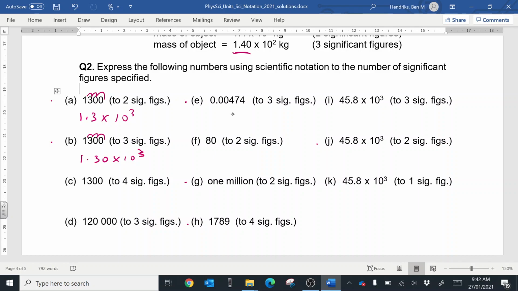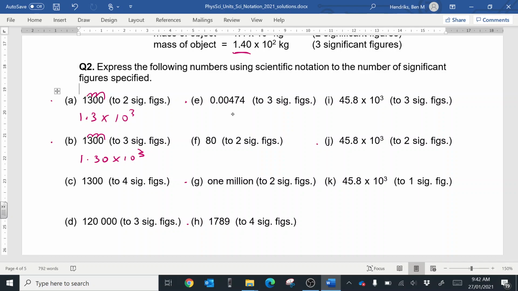Okay. Now, C and D are quite similar, so I'll let you do those ones, and there are answers at the bottom of this page as well. So we'll skip ahead to question E now. And so we're going to 3 significant figures this time.